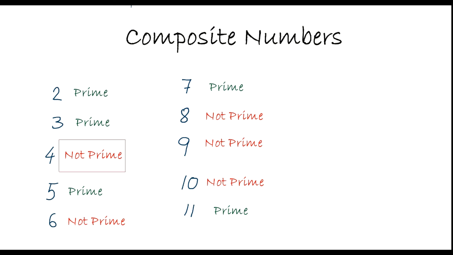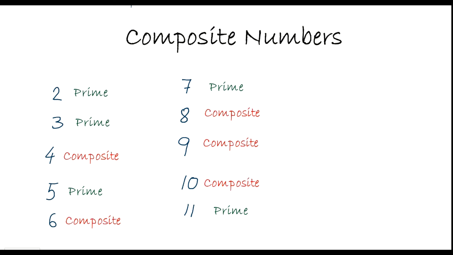So we can replace not prime with composite here. So we have the composite numbers here: 4 is a composite number, 6 is a composite number, 8 is a composite number. Those are the composite numbers. So, any integer greater than 1 that is not a prime number is a composite number.